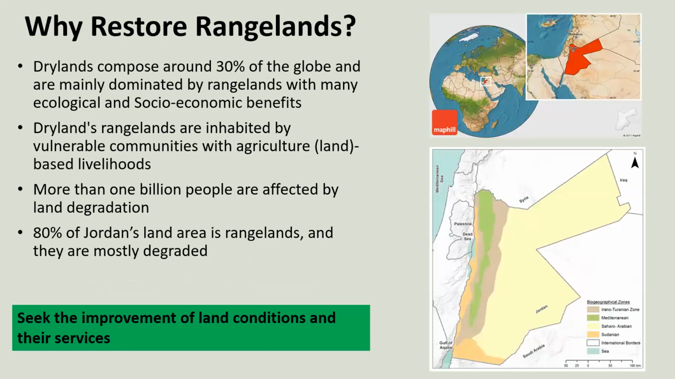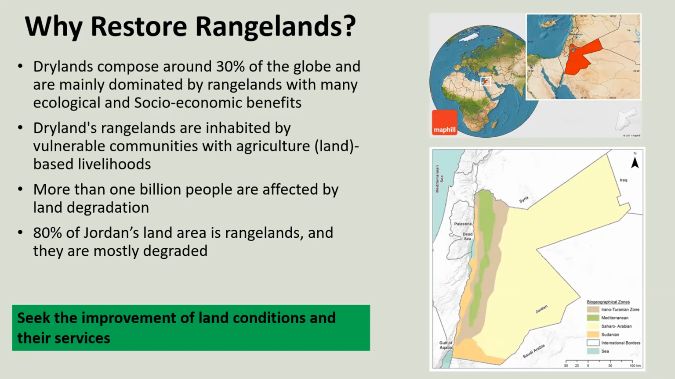So I think most of the audience are familiar with Jordan, which is situated in the Near East. And Jordan, as many of the countries in the region, is among the dry land areas. So basically 30% of the globe is mainly dominated by rangelands, which provide many economic and socioeconomic benefits. In drylands, rangeland is one of the main land uses, and for that, it has a very important role in supporting vulnerable communities with agriculture and land-based livelihood.